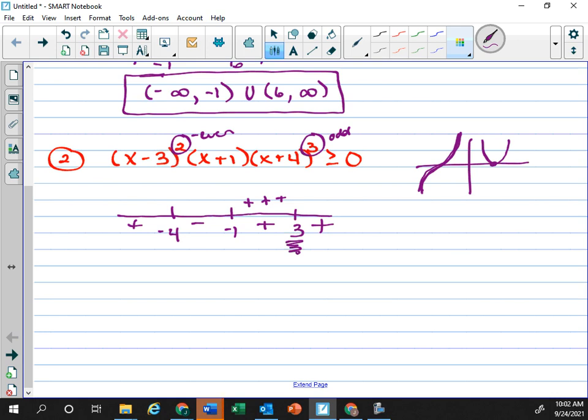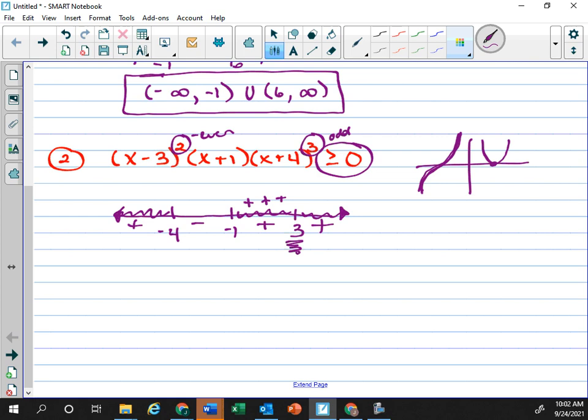Again, you can plug things in if you're like, I do not feel comfortable with that. Check, that's fine. But make sure you plug things in well. I know we had some troubles with plugging in -5 and then the exponents and all of that. So just be careful with your signs. And then I want the positive parts because this is greater than or equal to 0. So that's all of this section.